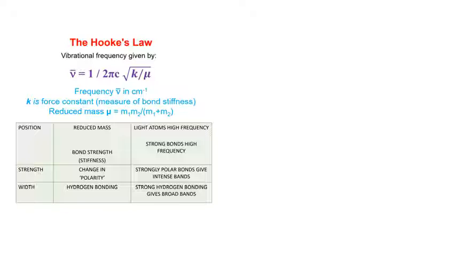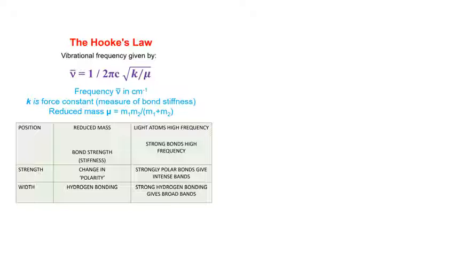Now the strength of this frequency, I mean the intensity of that particular vibration, is related to the change in the polarity of the molecule. I have already talked about that in the last part: change in the dipole moment is very important in order to observe an IR transition. Now the strong polar bond gives an intense band. If a bond is very polar, it will vibrate and change its dipole moment, and it will give a strong intense band.